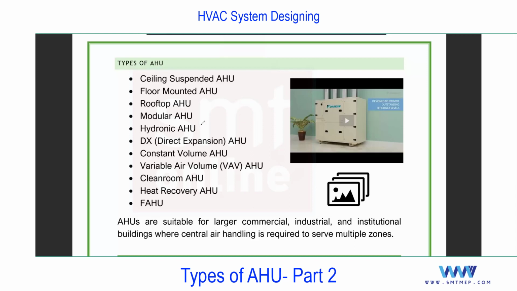Next, you see hydronic AHU, nothing but, you know this, the AHU which uses chill water; DX which uses refrigerant; constant volume AHU and variable, which we already discussed. The difference is the fan motor. This is with constant speed, this is with variable speed. Clean room specific application, this is important. Heat recovery AHU, this is new in the market. New means compared with the other types.